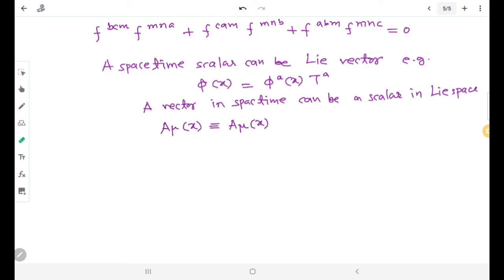This is what we are going to have. So we start with the Yang-Mills Lagrangian. Yeah, we can write here non-Abelian as well.